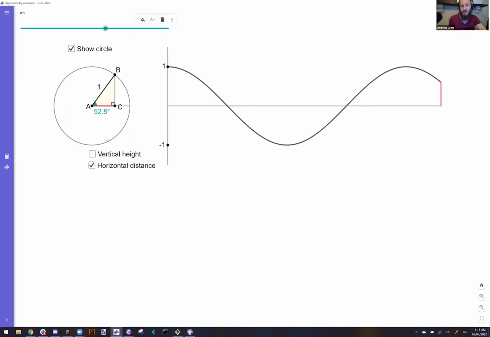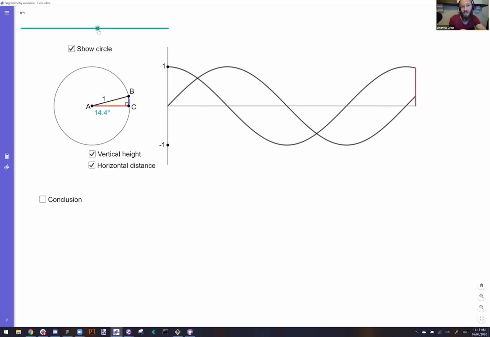We give special names to each of these sides. We call this side cos and this vertical one sine. And notice how the length of each of these is entirely determined by this angle here.